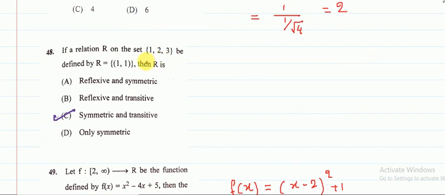Question number 48. If the relation R on the set {1, 2, 3} is defined by R equal to the ordered pair (1, 1). Clearly, it is not reflexive because it should contain (2, 2) as well as (3, 3). But it is symmetric because for (1, 1), if you reverse the elements it will again be (1, 1). And it is transitive also, because it will not be transitive only when (a, b) belongs to R, (b, c) belongs to R and (a, c) does not belong to R. Here we don't have such a case, therefore it is symmetric and transitive, hence option C.